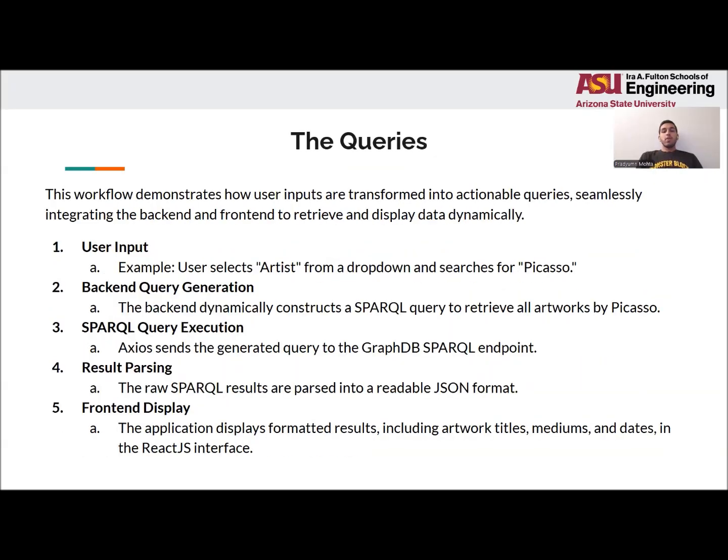So here's an overview of how our querying process works. The user selects an input such as artist or medium and enters a search query, for instance, Picasso. The backend constructs a SPARQL query based on this input. The query is executed in GraphDB's SPARQL endpoint. The results are parsed and formatted into JSON for the front end. Finally, the React.js interface dynamically displays the results, including titles, mediums, and dates. The workflow ensures users get accurate and actionable insight into the artifacts.